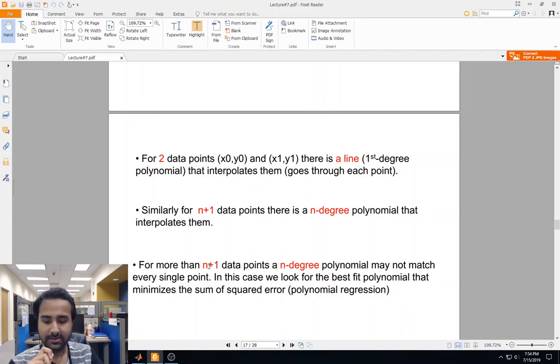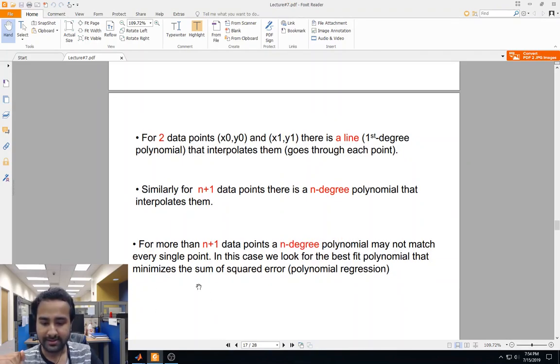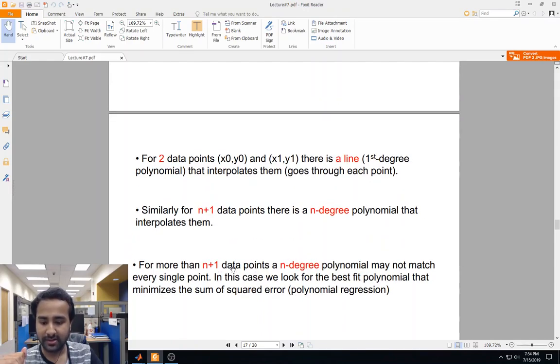But if you have more than n plus 1, so let's say you had, I don't know, 10 data points, or more than 10 data points, you are not necessarily guaranteed that there exists an n-degree polynomial that can match every single data point. In this case, the best thing you can get is a best fit polynomial that minimizes the sum squared error. Meaning, if you have, for example, 10 points here, so that'd be a 9th-degree polynomial, you aren't guaranteed that it will pass through all of those points perfectly.